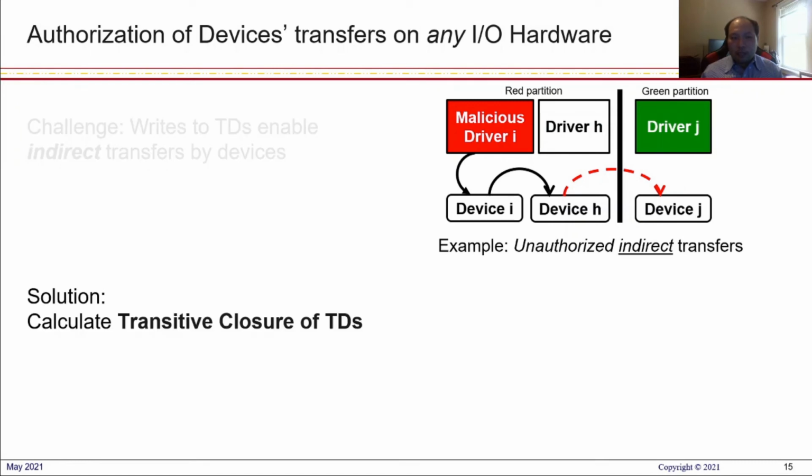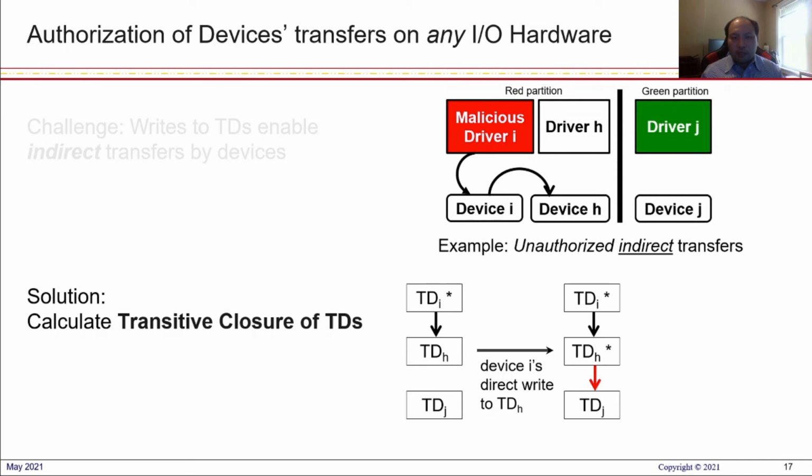To prevent such transfers, the model calculates a transitive closure of TD state whenever a driver modifies a TD. Then the model checks that the transitive closure does not include cross-partition transfers. The bottom figure shows the TD state right after the read driver writes to the TDI of device I. The new TDI defines a direct transfer to the TDH of device H.